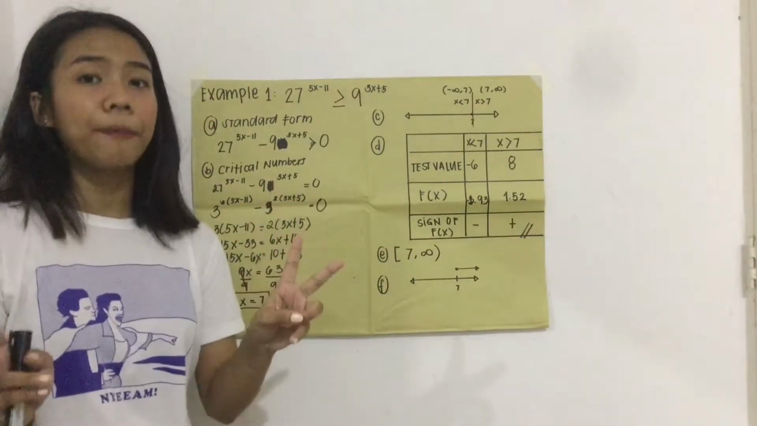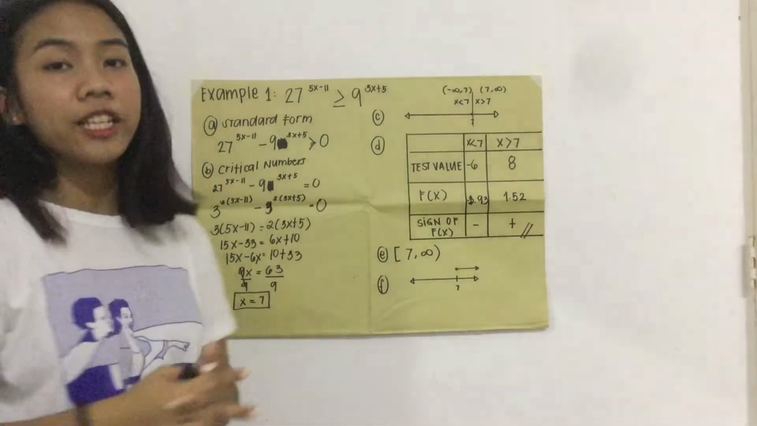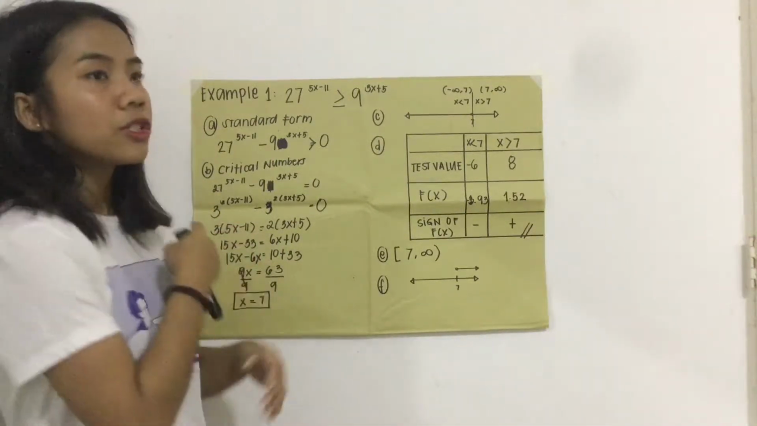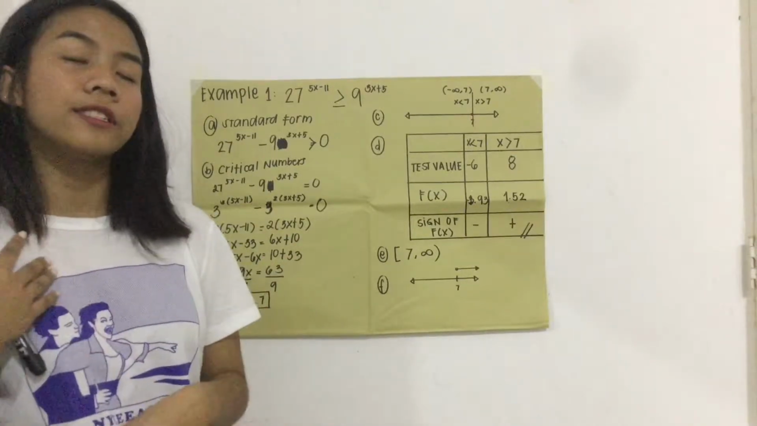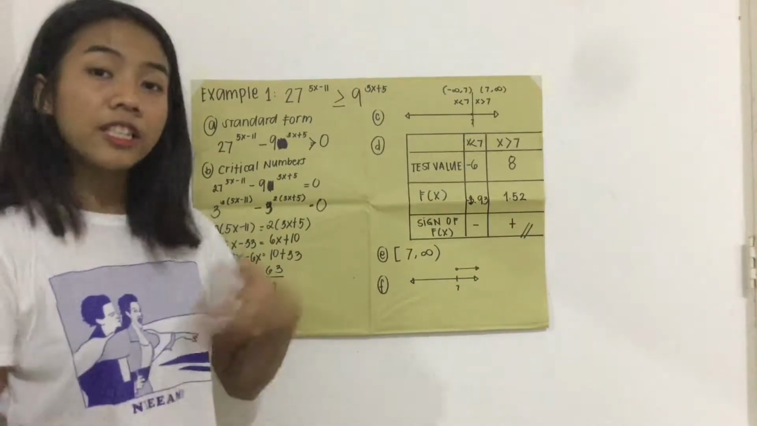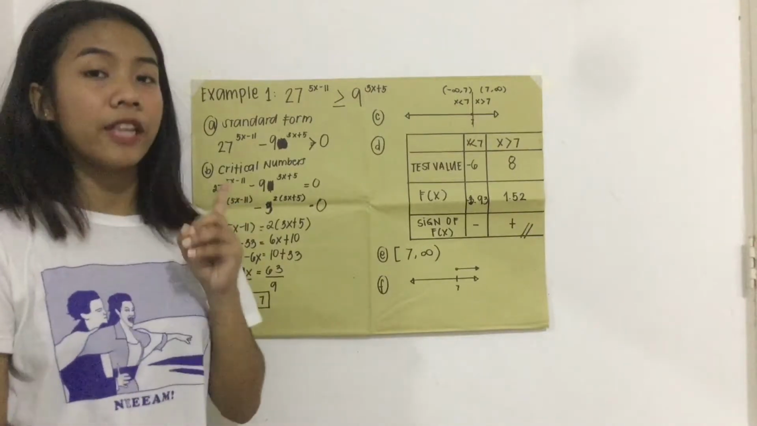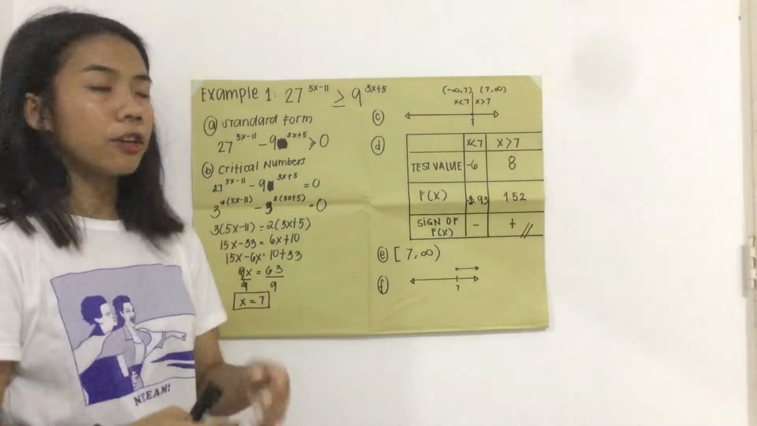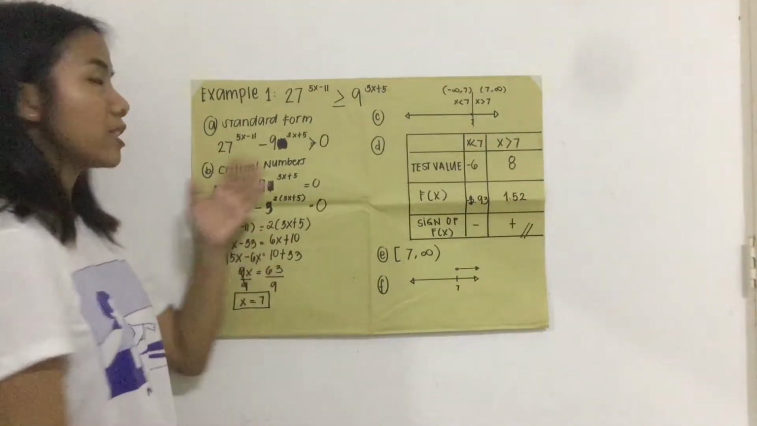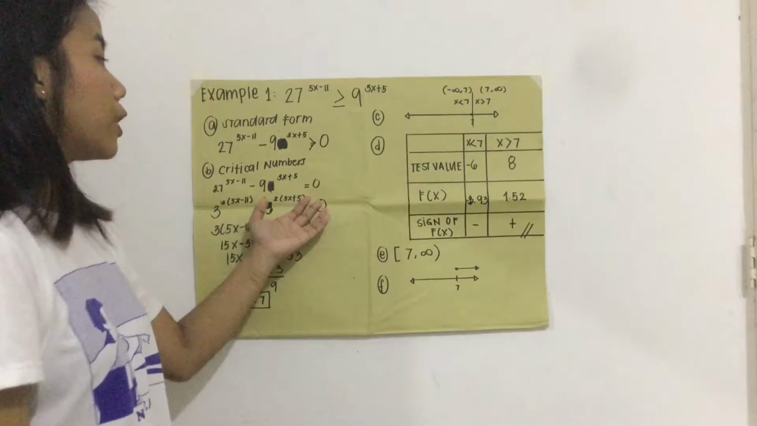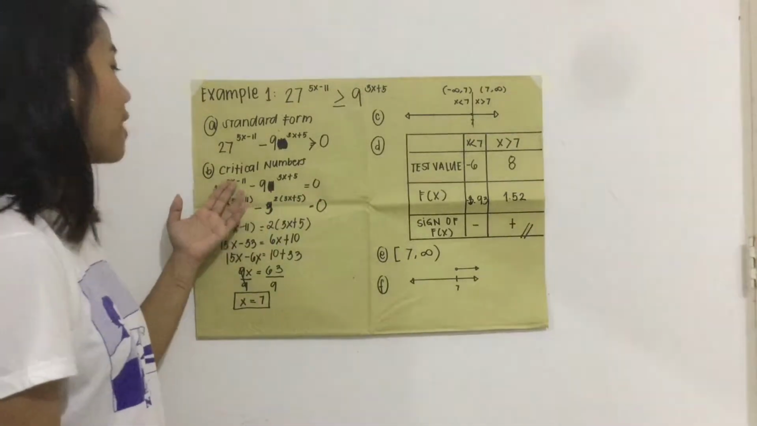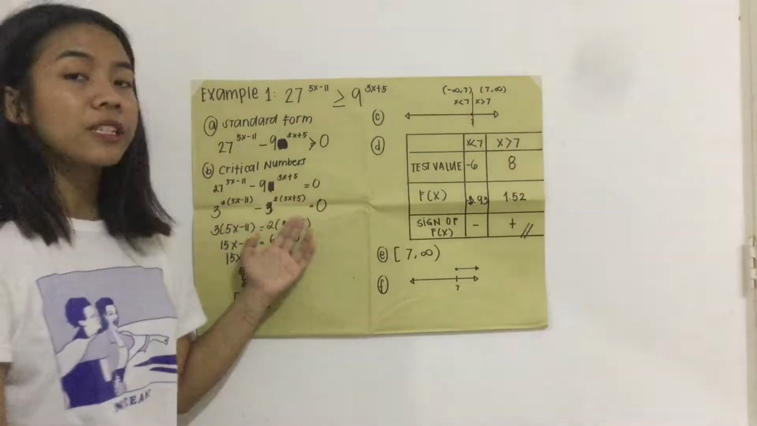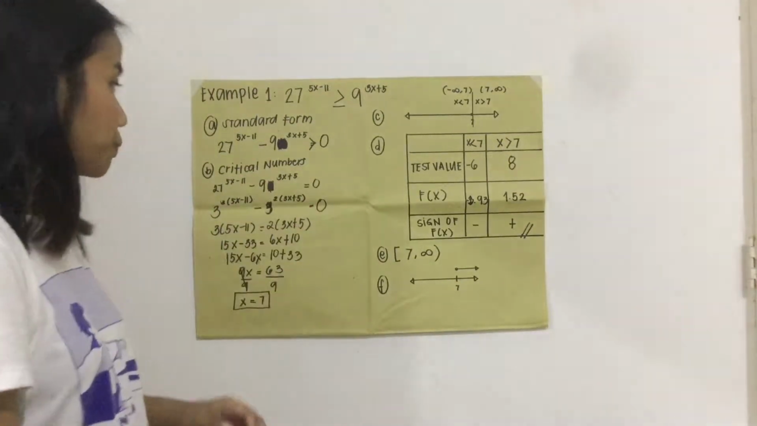So the second step is we should solve for the critical numbers. Since this is an exponential inequality, we only have one x. In solving critical numbers, we should equate our standard form to 0. So it would be 27 raised to 5x minus 11 minus 9 raised to 3x plus 5 equals 0.